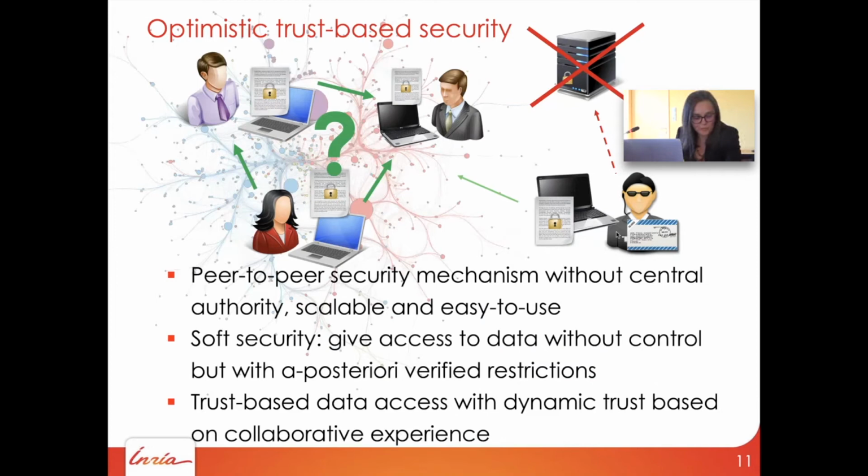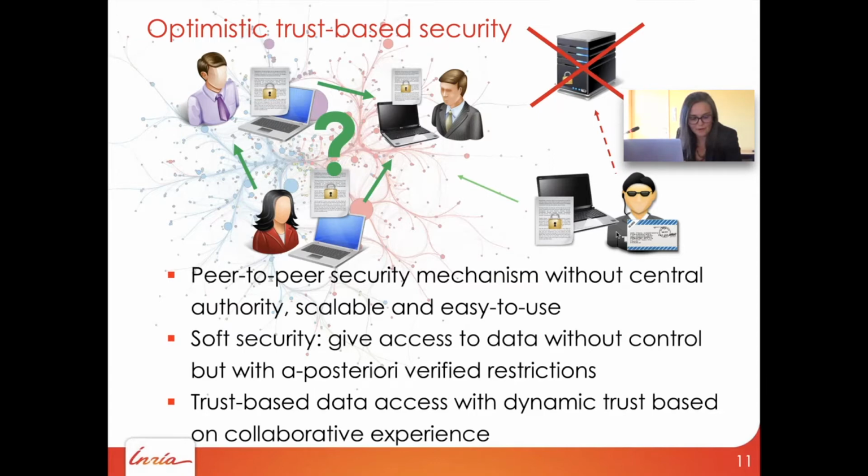In this peer-to-peer environment, we need a peer-to-peer security mechanism without a central authority that is scalable and easy to use. Traditional security mechanisms do not satisfy these criteria. They are not suitable for performance reasons. We cannot send a request towards a central authority and wait for checking access rights each time a user types a character in the document. Also, in the context of a federation of organizations, it is difficult to agree on a central authority who would maintain all access rights.